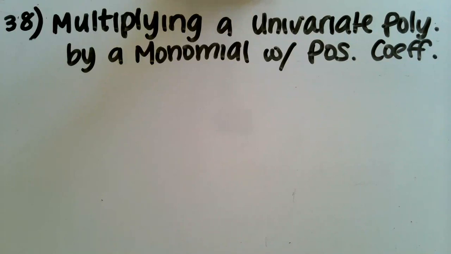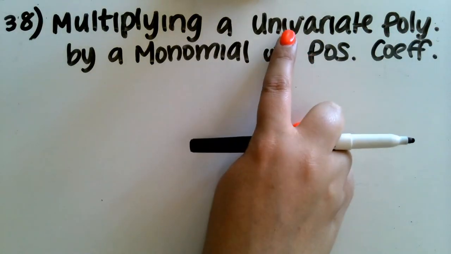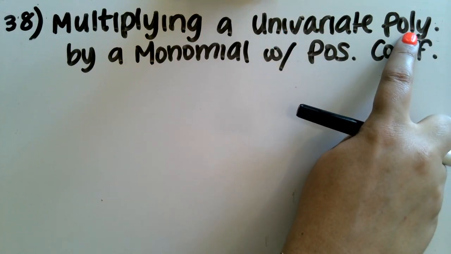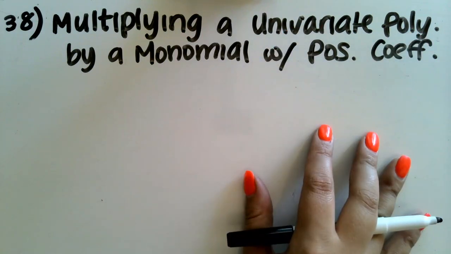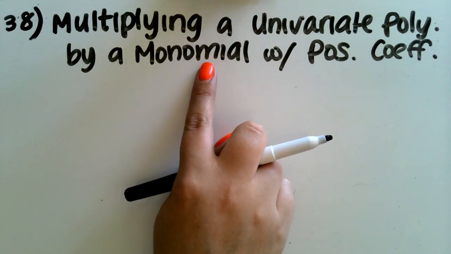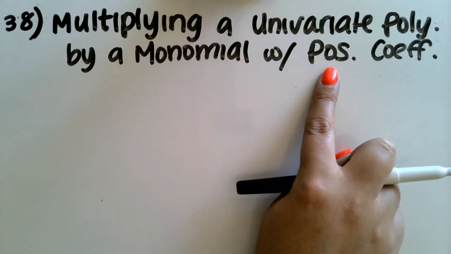Hello guys, today we're going to be talking about multiplying a univariate polynomial by a monomial with a positive coefficient. Breaking this down a second, we're talking about a univariate polynomial, so we know there's going to be one variable involved with multiple different terms, so that larger style of expression, and then by a monomial, so that's going to be just one of those terms. And we know that one term is going to have a positive coefficient sitting in front of it.